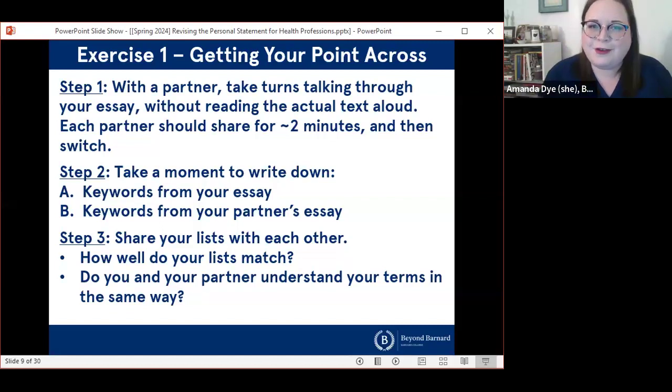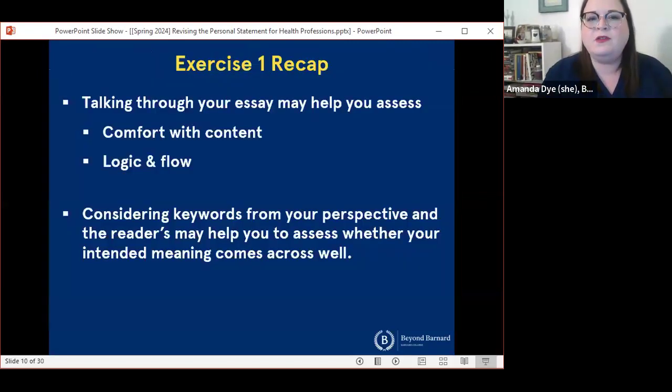Then the third step is just to share your list with each other and to try to figure out how well your lists match. So do you understand from the partner's essay, are the keywords that you wrote down similar to the keywords that they were hoping someone would come up with, and vice versa? Also, do you and your partner understand terms in the same way, right? Are the keywords meaning the same thing from person to person? These are really important things to assess.